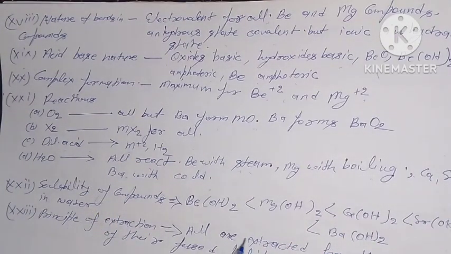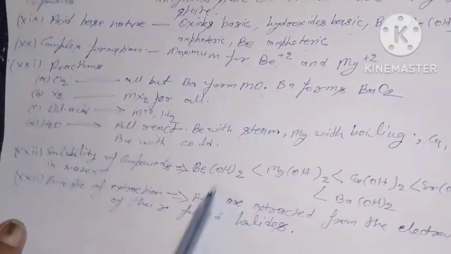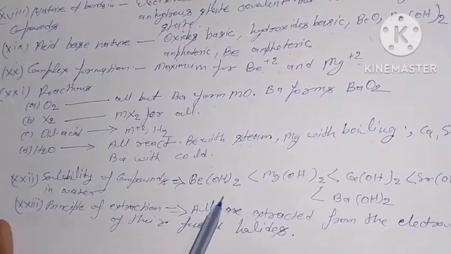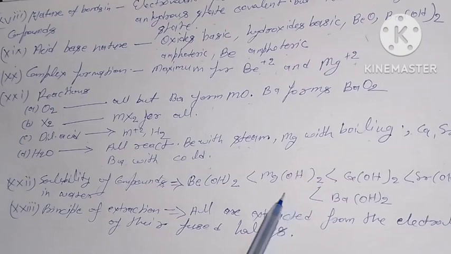Solubility of compounds: beryllium hydroxide is less soluble than magnesium hydroxide, which is less than calcium hydroxide, less than strontium hydroxide, less than barium hydroxide. Principle of extraction: all are extracted by electrolysis of their fused halides.